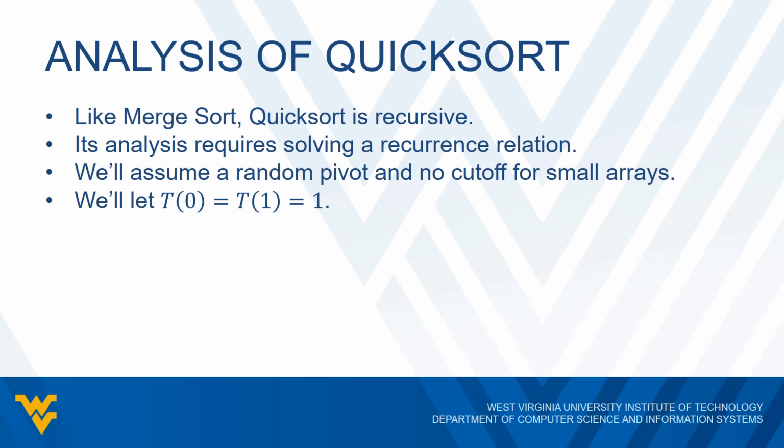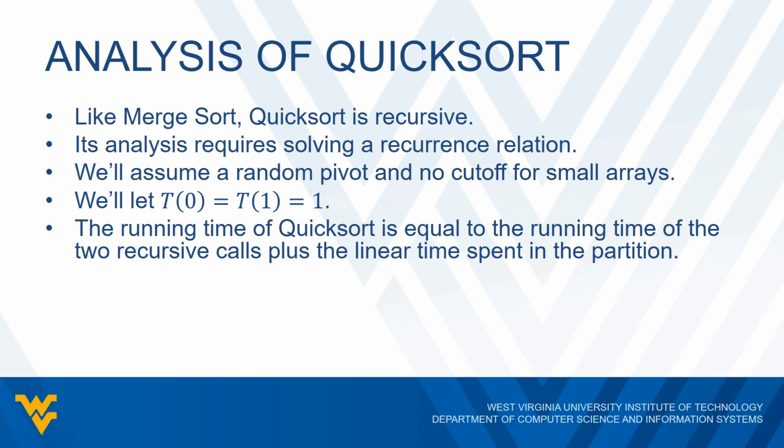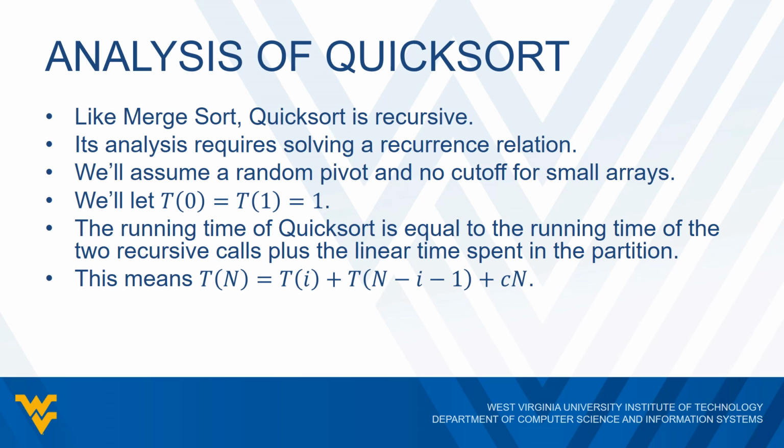Now what about in general? Well, the running time of the algorithm is going to be the running time of the two recursive calls, because we're partitioning our array into two different arrays. So it's going to be the running time of those arrays. And then we have the time spent doing the actual partition, which is linear time. So what this means is t of n is actually going to be t of i plus t of n minus i minus 1 plus c times n.